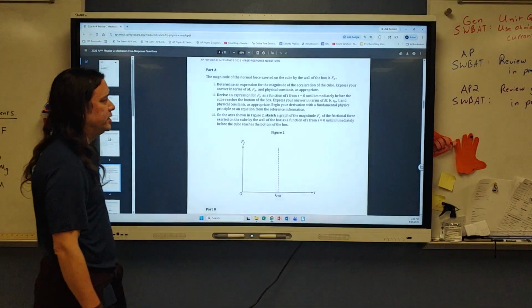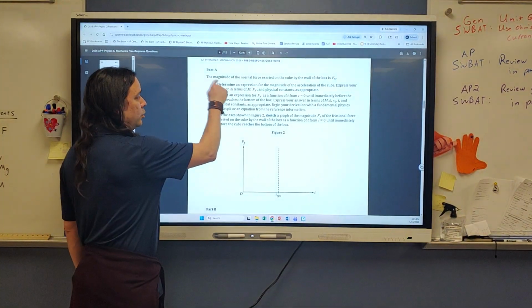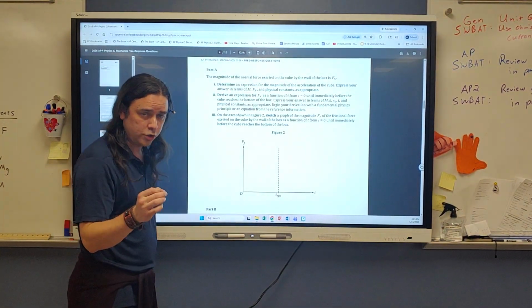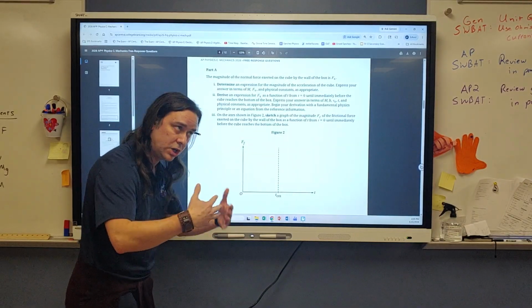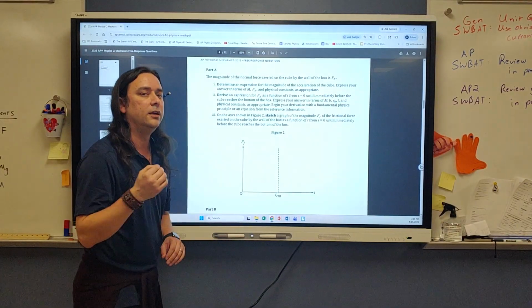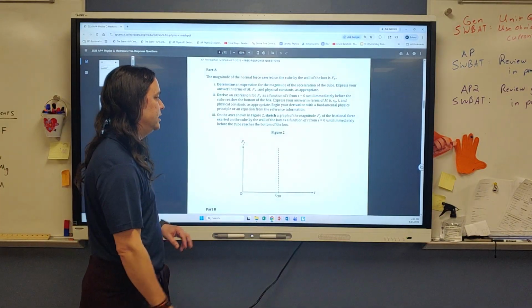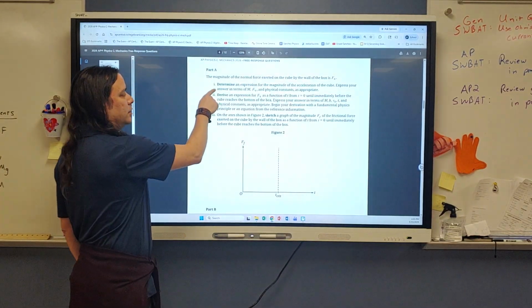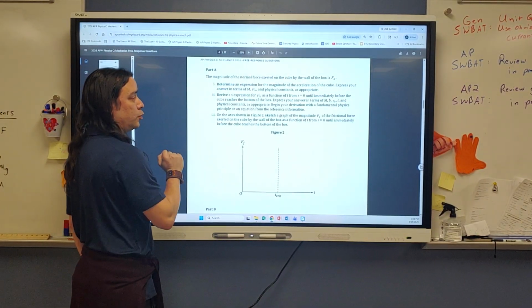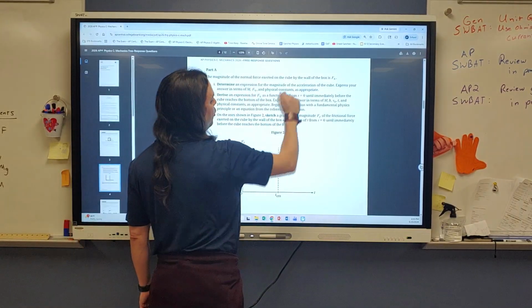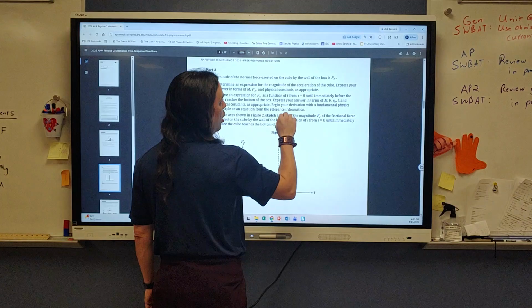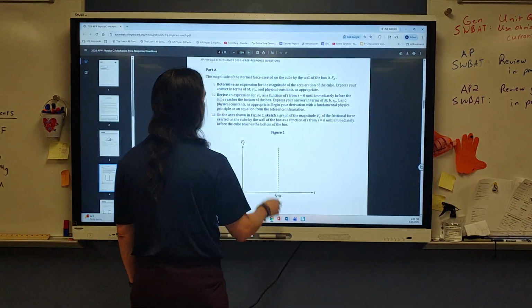A few things that I'm going to point out to you if you didn't notice it. They have bolded the instruction word. The instruction words give you an idea of how difficult that part is going to be sometimes, but most importantly, give you insight into what we're expecting as an answer. If you didn't notice it, A1 says determine and A2 says derive. We're going to see how that works out in just a moment, but the magnitude of the normal force exerted on the cube by the wall of the box is F sub n.